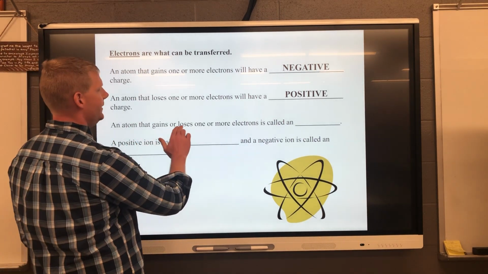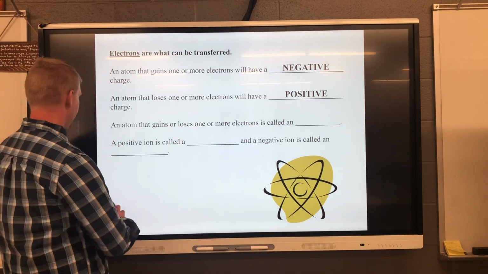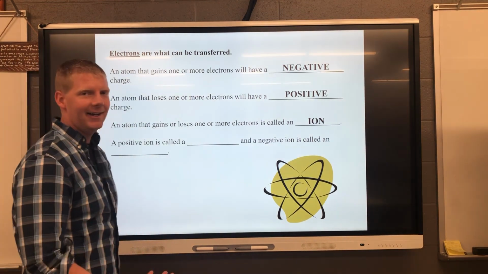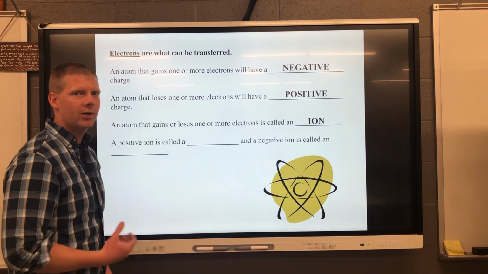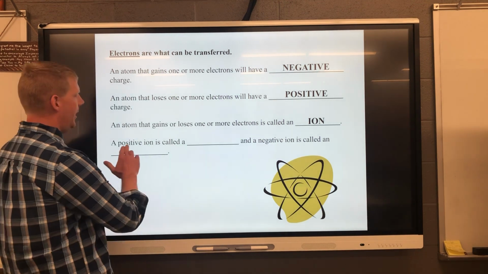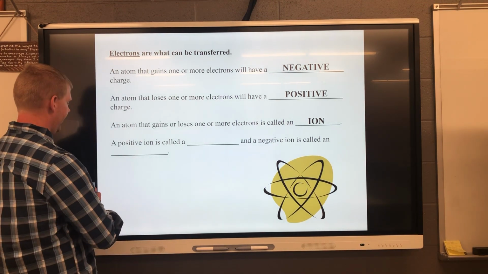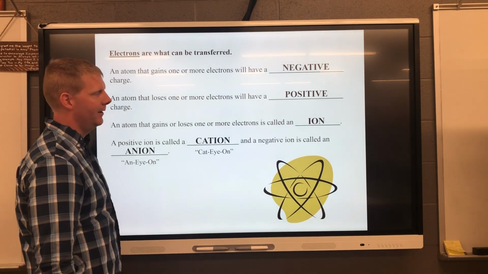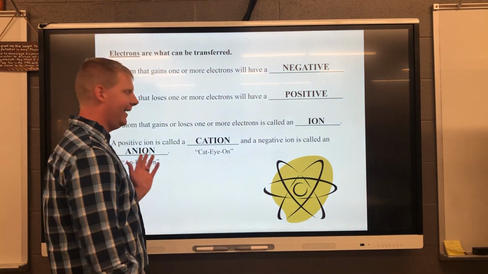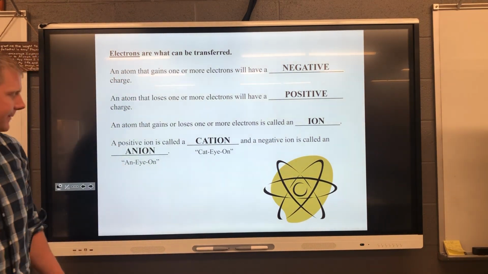So an atom that gains or loses one or more electrons, that's just a general term for an ion. Just reviewing that, it's an atom with a charge. A positive ion is called a cation, and a negative ion is called an anion. Easy way to remember this.